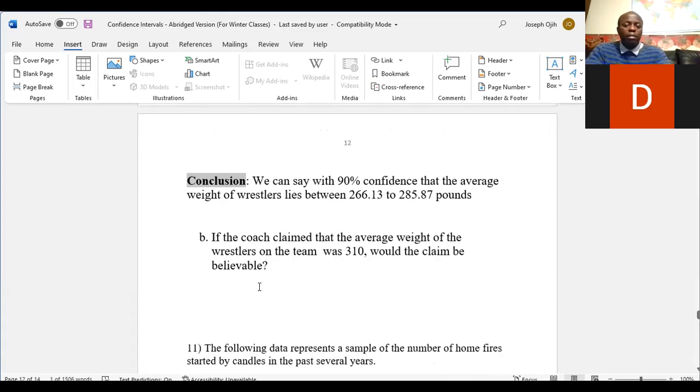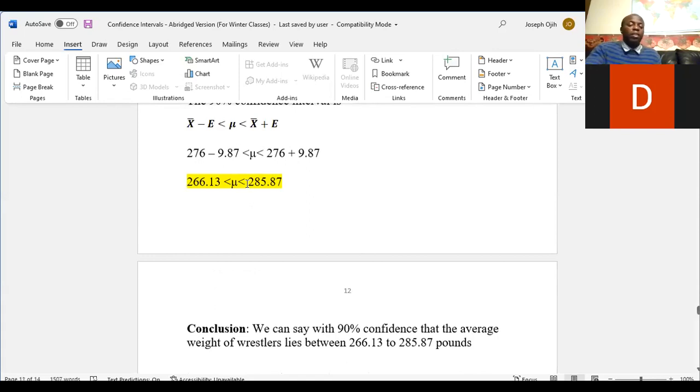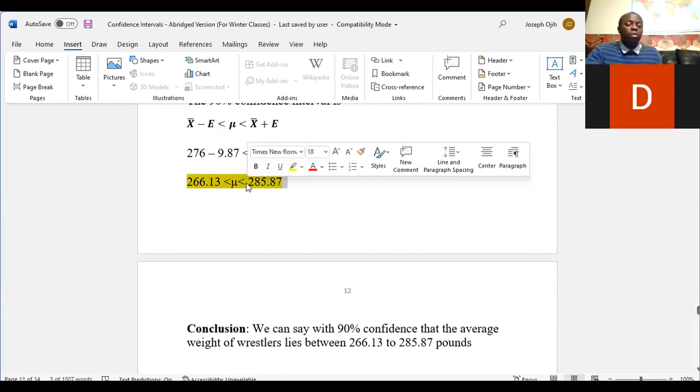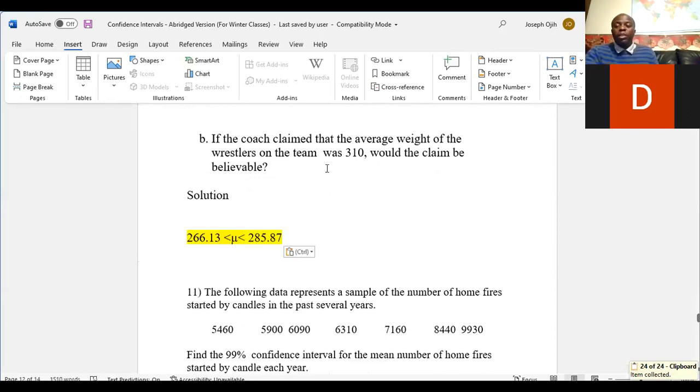Now, what this says, solution for this group of lecturer, he said, if the coach claimed that the average weight of the wrestlers on the team is 310 pounds, would this claim be believable? Well, we have the interval right here. So write it down. The coach is saying that the average is 310 pounds, which is bigger than the interval. So the answer is the claim is not believable.